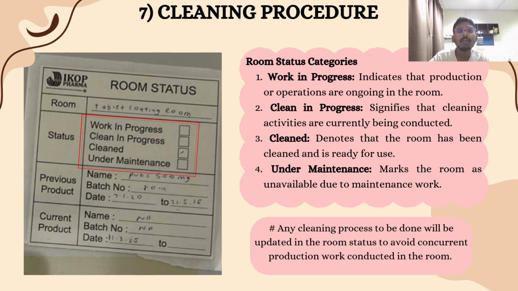Okay, as for the cleaning procedure, this is very important. Usually each and every room will have its room status categories. This is divided into four, where we can see they can be ticked as work in progress, which indicates the production operation is going on in the room. Clean in progress signifies that cleaning activities are currently being conducted. If it's marked clean, it denotes that the room has been cleaned and is ready to be used. If it is written as under maintenance, then it marks the room as unavailable due to maintenance work. Any cleaning process to be done will be updated in the room status to avoid any concurrent production work conducted in the room.